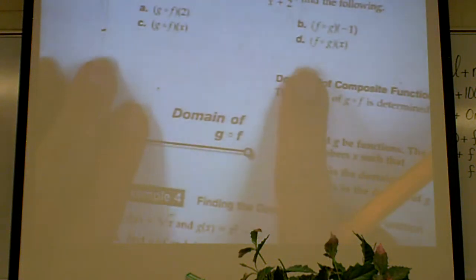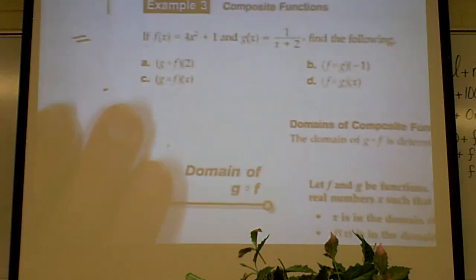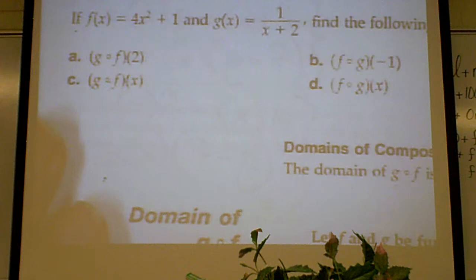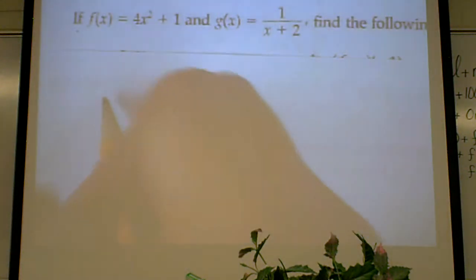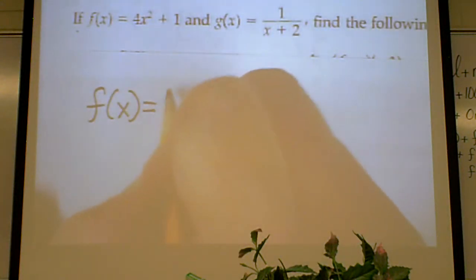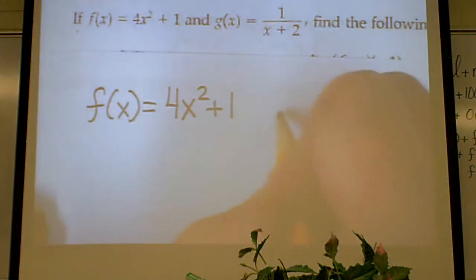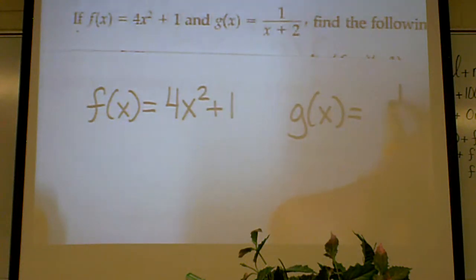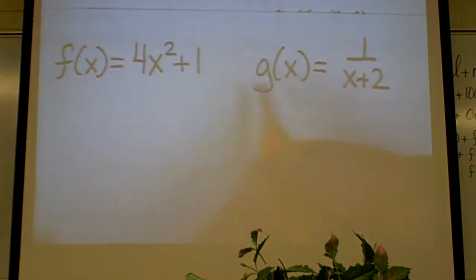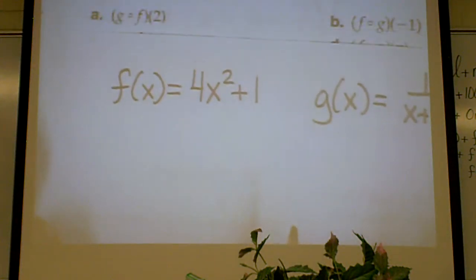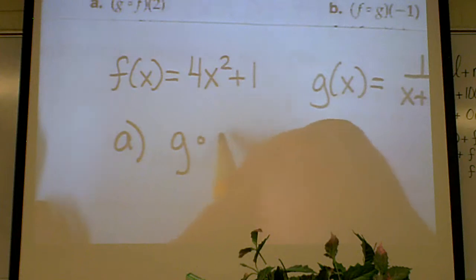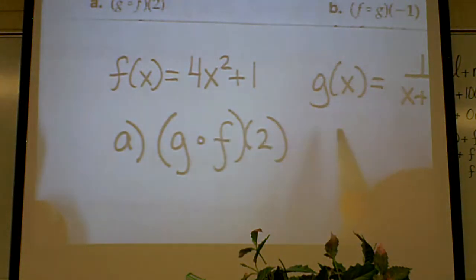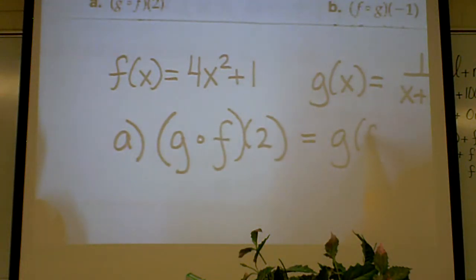So look at this example right here. Example 3. You have 2 different functions. I'm going to rewrite it because it's kind of hard to read here. Okay, these are your given functions. If I ask you, here's A. A says, find g of f of 2, which is the same as g f.